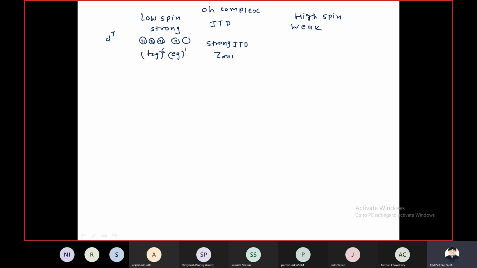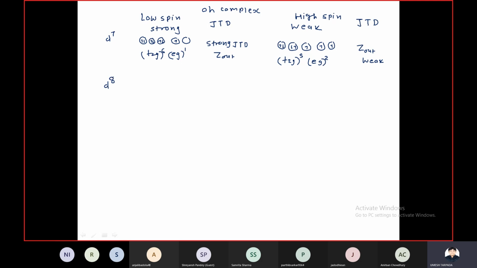That is Z out. And if you have a weak ligand, the electrons remain unpaired. These are the 5 electrons, then 6, 7. So it's T2g5 eg2, so it's Z out, and again it is weak. Okay, it's a weak Jahn-Teller distortion.